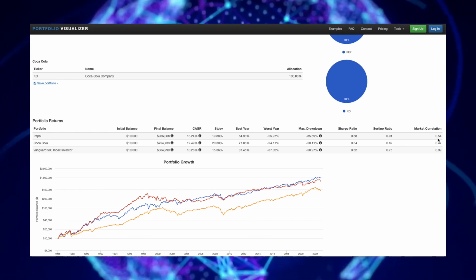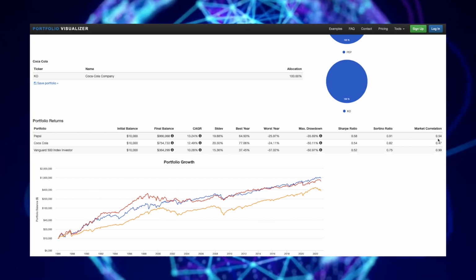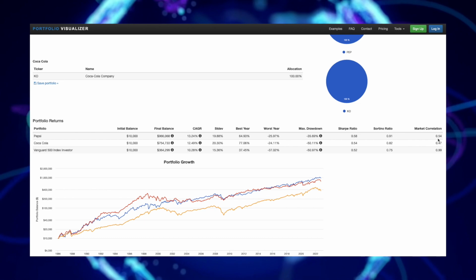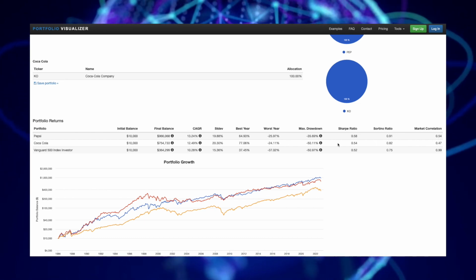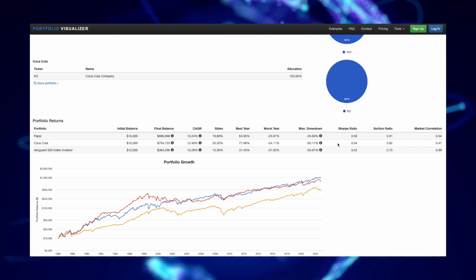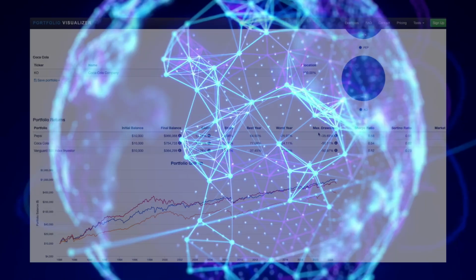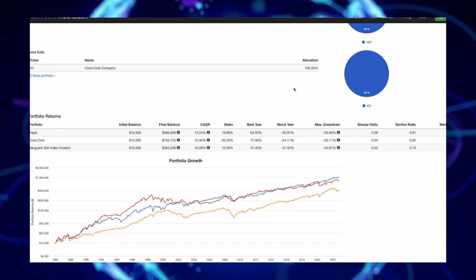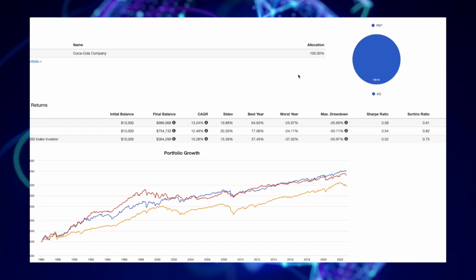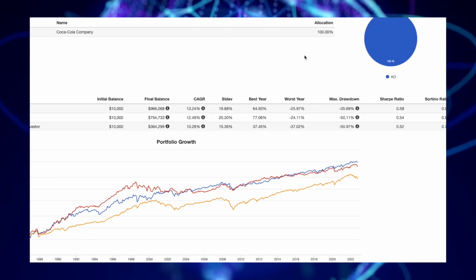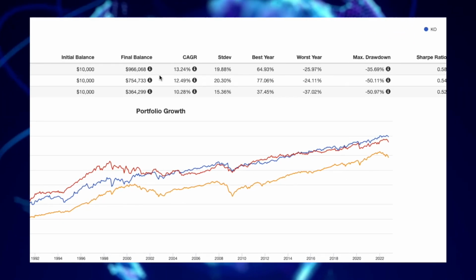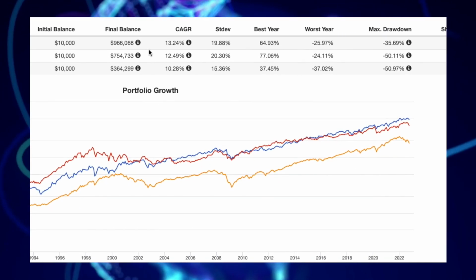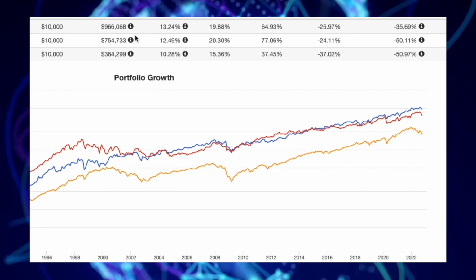13.24% compounded annual growth, 12.49, and the S&P 10.28. And as you can see, we get a nice little graph here where we can follow each year for each stock, see what happens, see how it looks. You see here the great drawdown there was. This was in the great financial crisis. You can see how much the S&P 500 was hit. It really didn't hit Coca-Cola and Pepsi that hard, but we can look at that later.